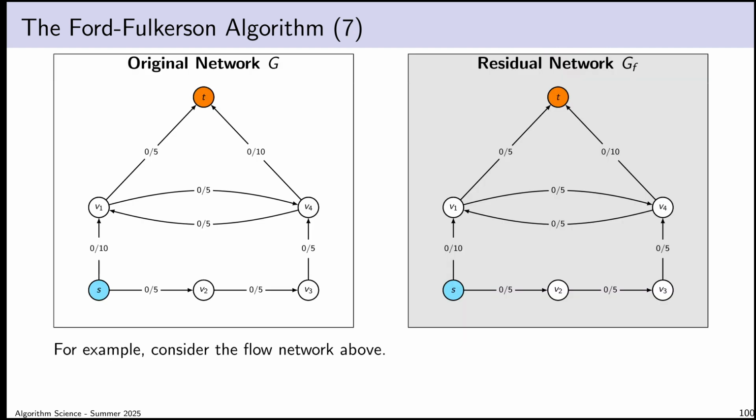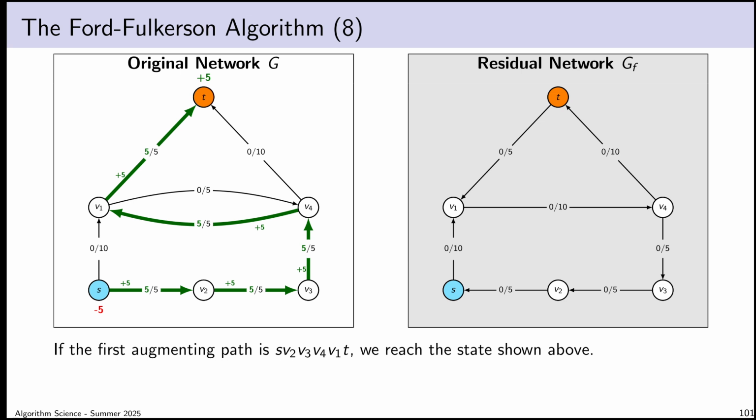So consider this flow network here. There is my source vertex S. There is my sink vertex T. Suppose that the first augmenting path I choose is this one. So I take 5 units and I push them all the way through this zigzagging path up to vertex T. Now, how would I find that augmenting path?